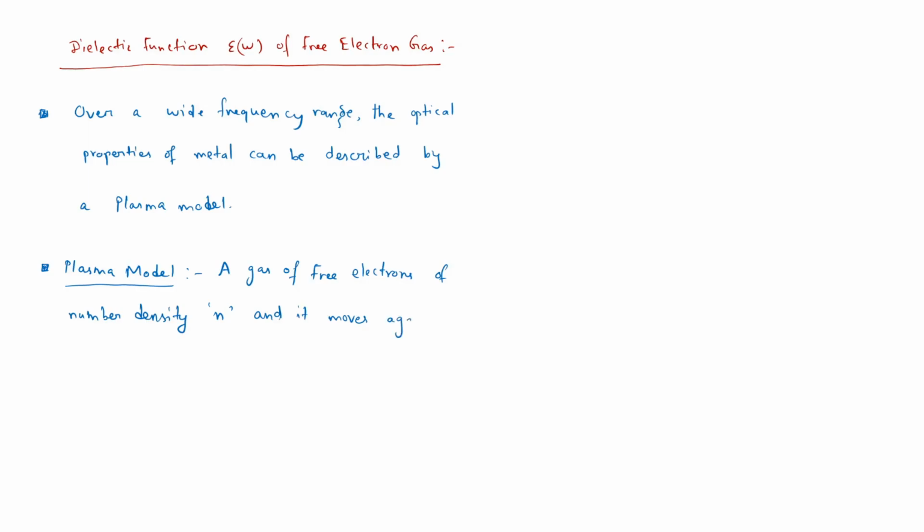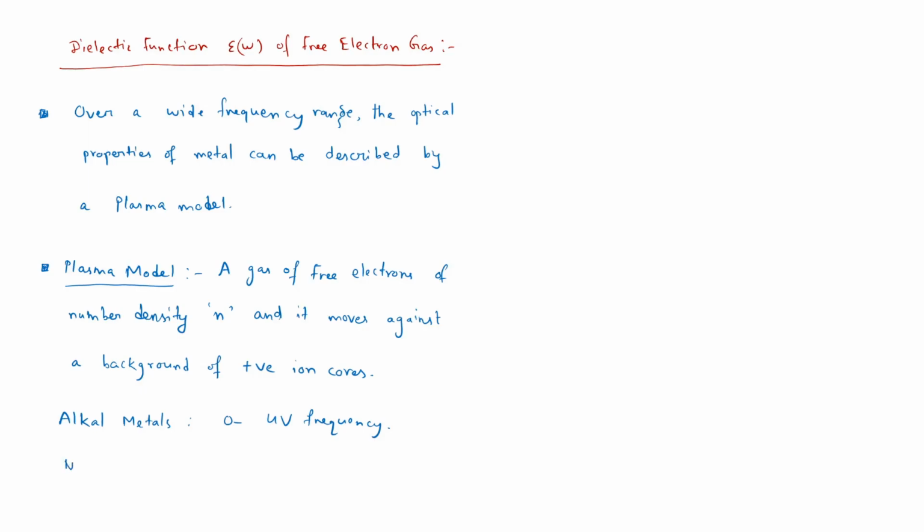It moves against a background of positive ion cores. Most of the alkali metals really follow this free electron gas model. For example, sodium, potassium, and so on. Alkali metals behave this way from the DC field to the UV frequencies. It is a very wide frequency range where this free electron gas model is followed.